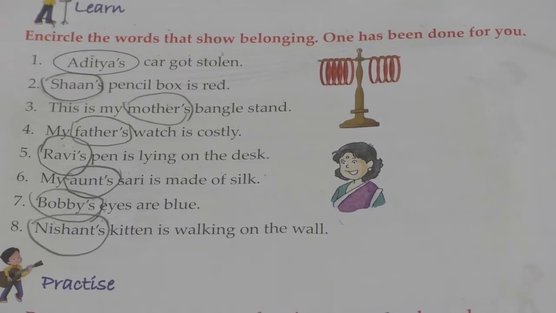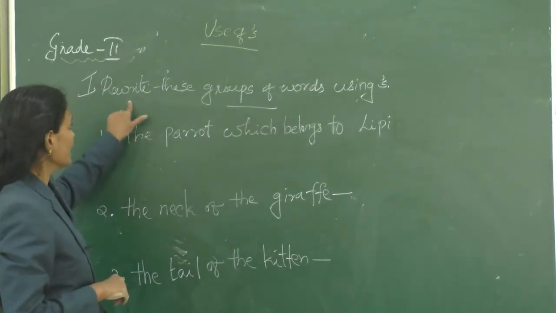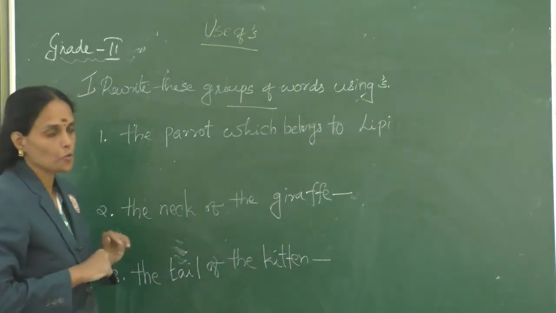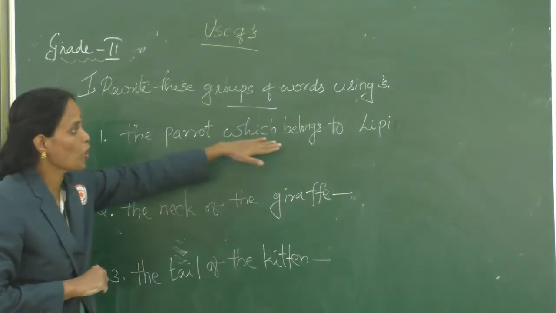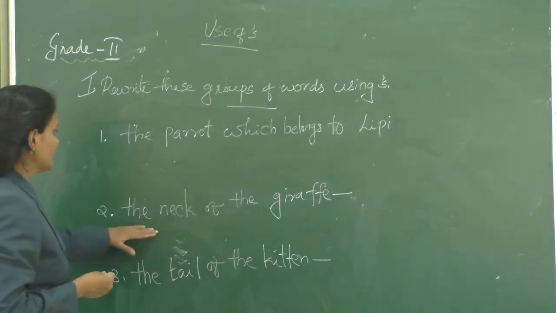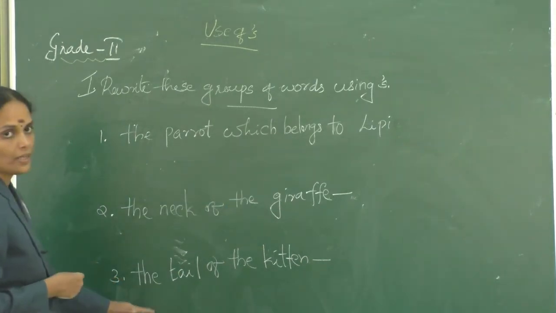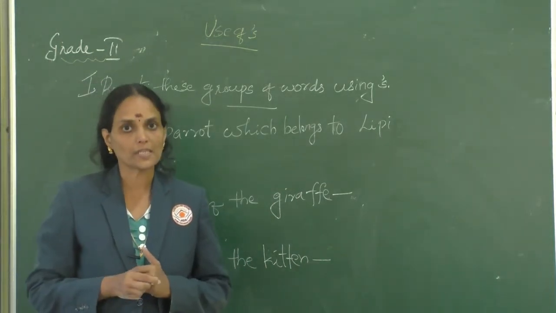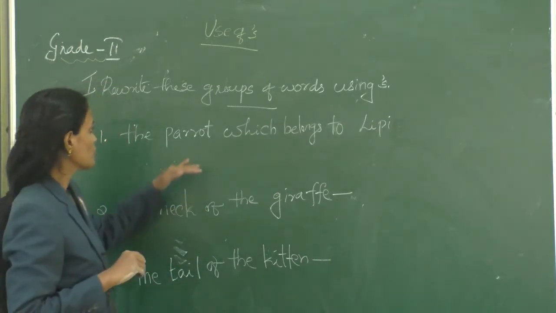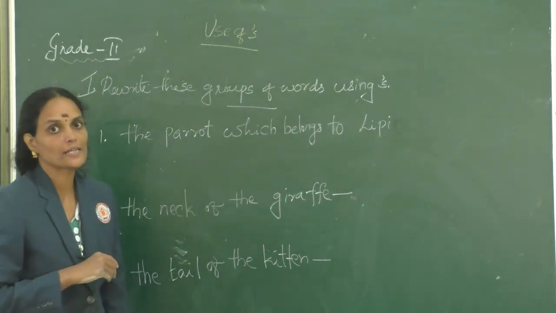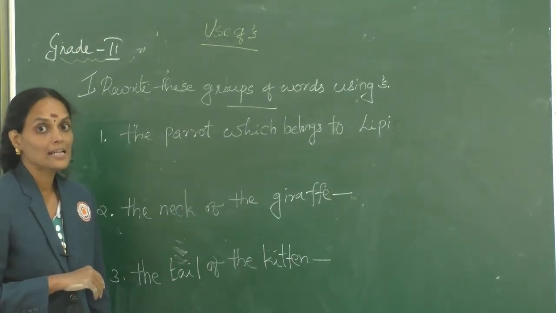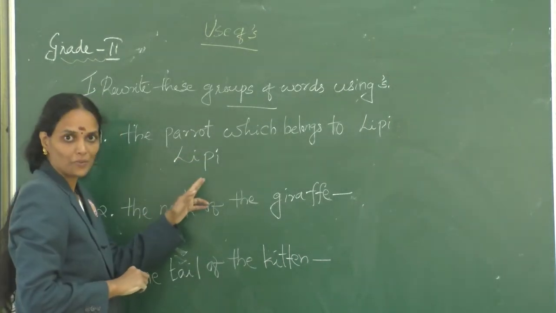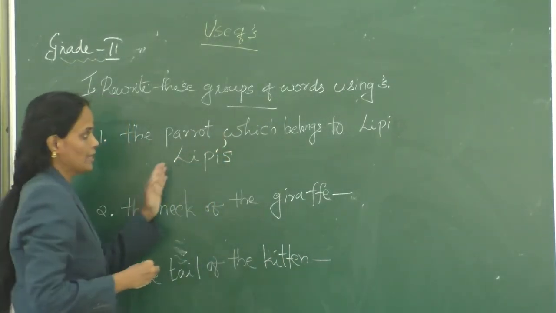Now, let's look at the board. Look at the board, all of you. Rewrite these groups of words using apostrophe S. First group of words, the parrot which belongs to Lippy. Second one, the neck of the giraffe. Third, the tail of the kitten. How can we change these using apostrophe S? Let's see. First one, the parrot which belongs to Lippy. How can we write? Lippy's parrot. Lippy, noun plus apostrophe S. Lippy's parrot.